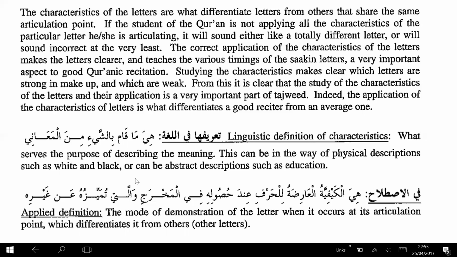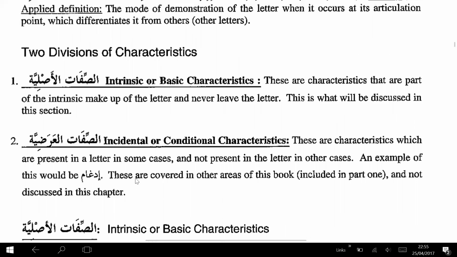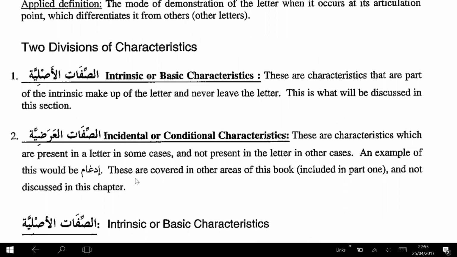In just 2 classes back, we said that every letter, every alphabet is unique. In the Arabic language, every alphabet is unique. No two letters will be the same. And why that happens is because each letter has a different combination of sifat. So they can never be the same. When we say sifat, we have two kinds of sifat that we need to learn. One is as-sifatul asliya. Asliya means asli, means real. It's the basic or intrinsic characteristics.